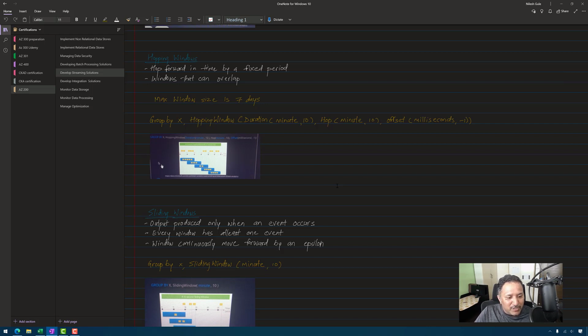So it's very important that we understand the different types of windows and when to apply that particular windowing function in which scenario. I found at least 2 or 3 questions which were around this topic of the streaming and the windowing functions.